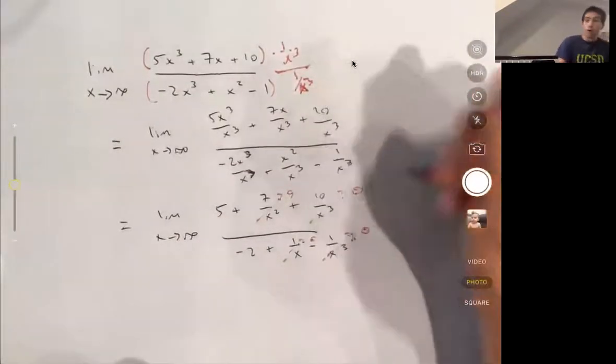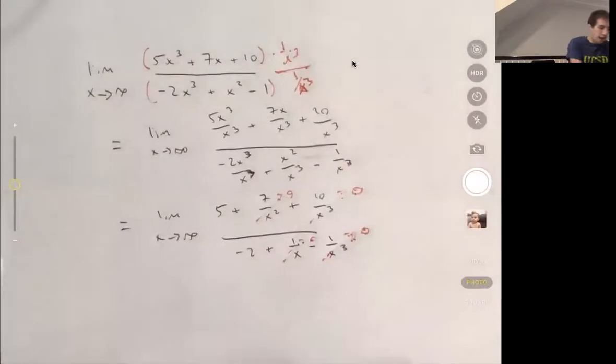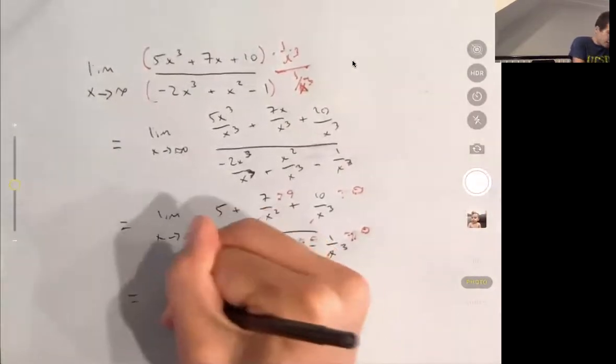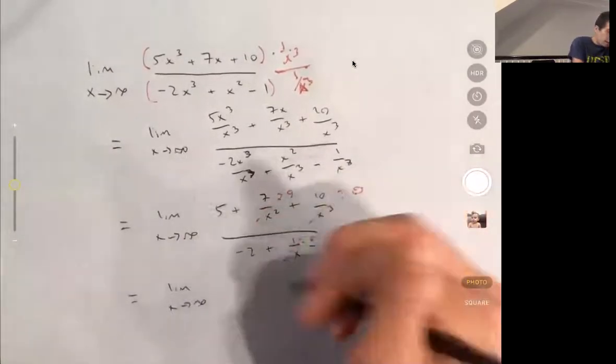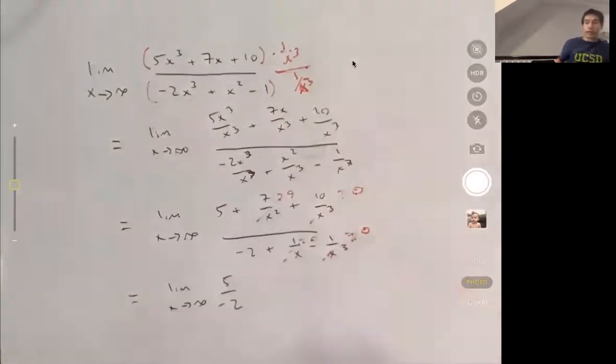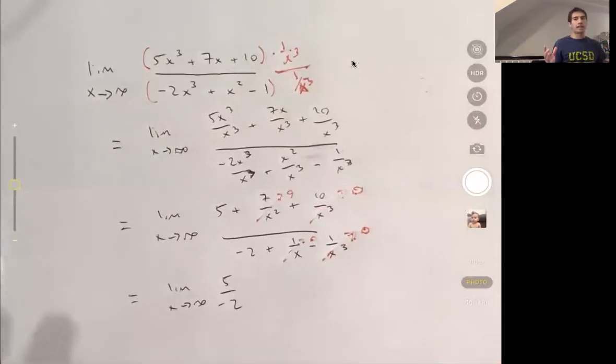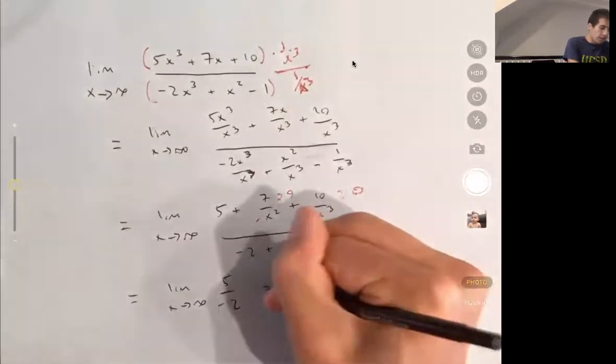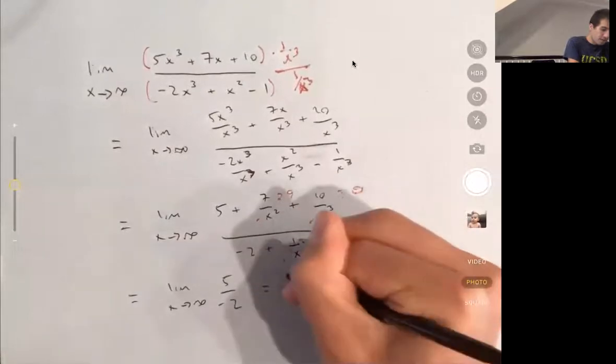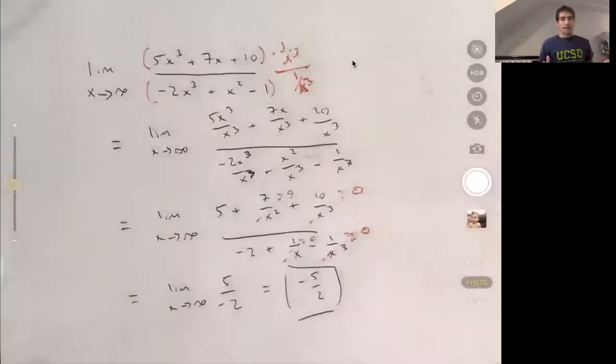So most of the terms cancel in this fraction. So this is the limit as x goes to infinity of 5 over negative 2. All the other terms are going to 0. And now this 5 over negative 2, that's just a constant, right? So as x goes to infinity, it doesn't change at all. And so this is just negative 5/2. And so this says that this function has a horizontal asymptote at negative 5/2 as x is going to infinity.